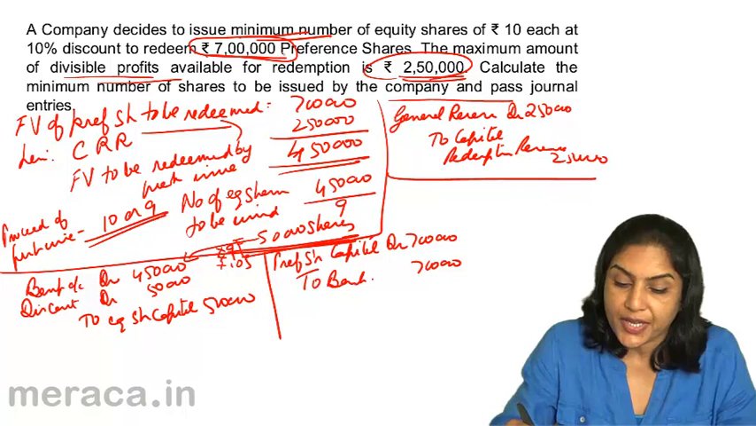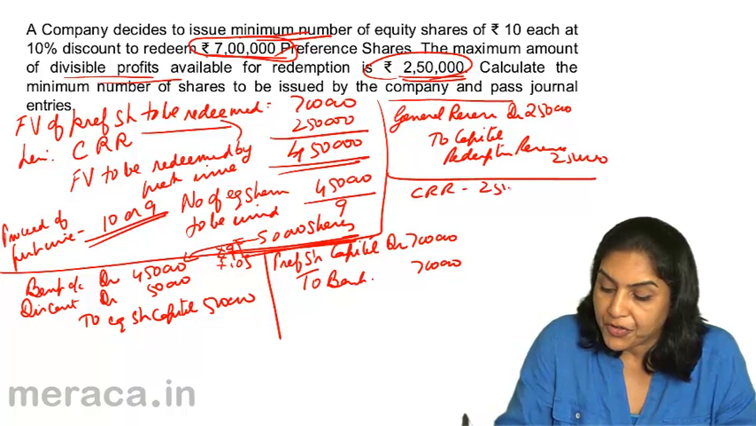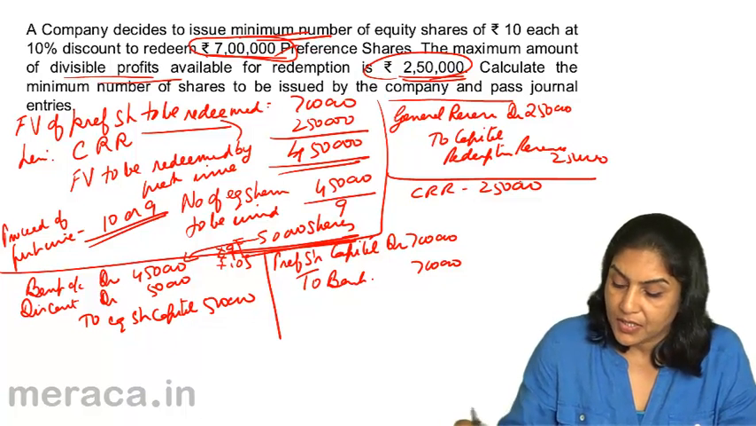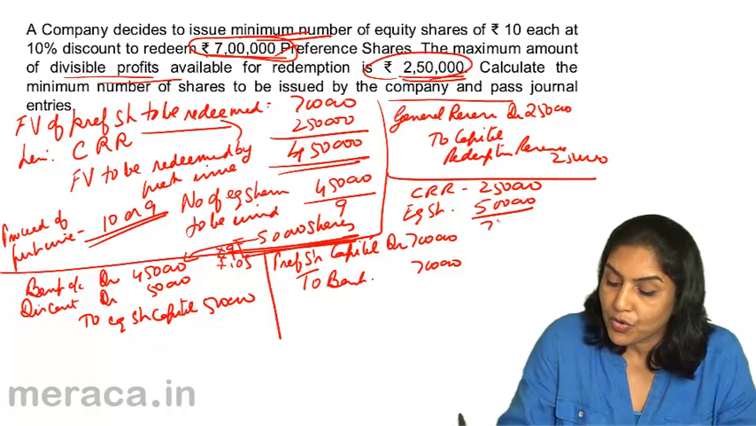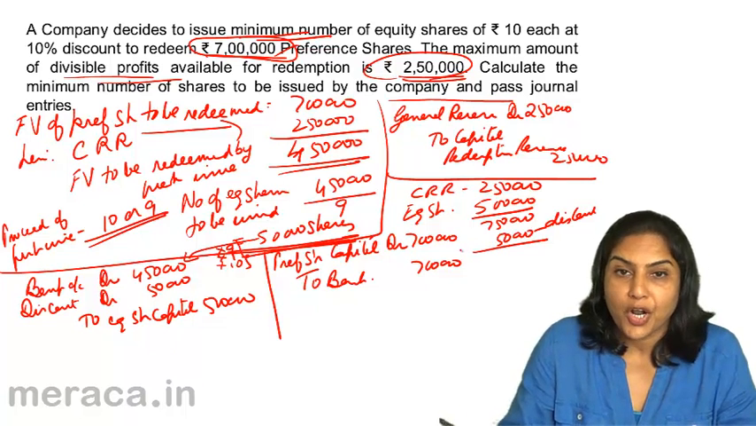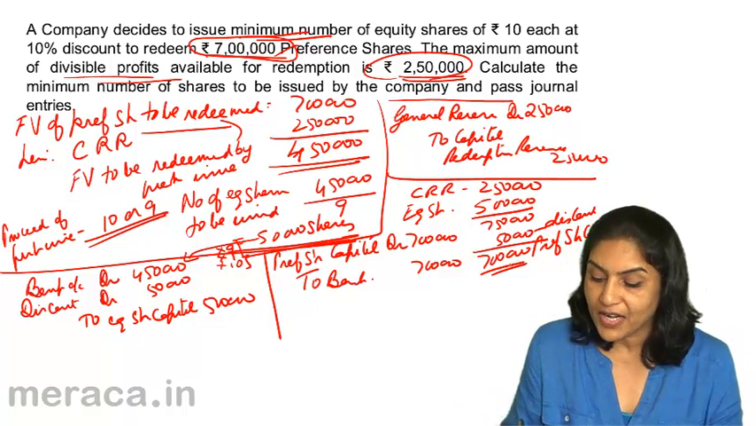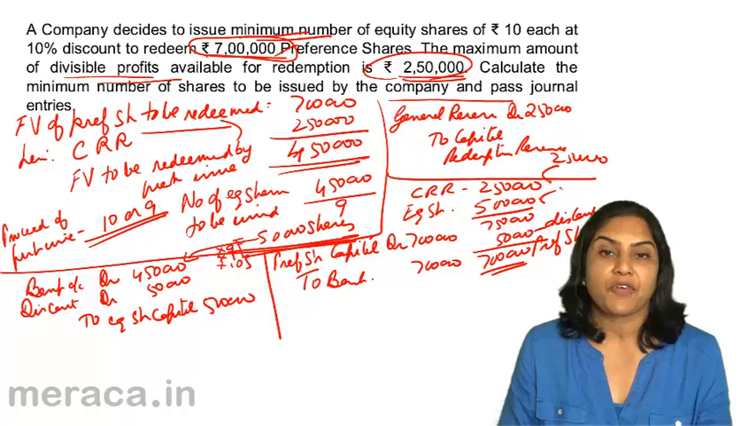Therefore, 7 lakh preference share capital is replaced by 2,50,000 capital redemption reserve and equity share capital of 5 lakh. Of course, this is a little more than 7,00,000 because 50,000 is actually discount, which would not be available, funds which are not received, and therefore 7 lakh is the preference share capital which was redeemed. So the preference share capital of 7 lakh which has gone out has been replaced by capital redemption reserve of 2,50,000 and equity share capital of 5 lakh.